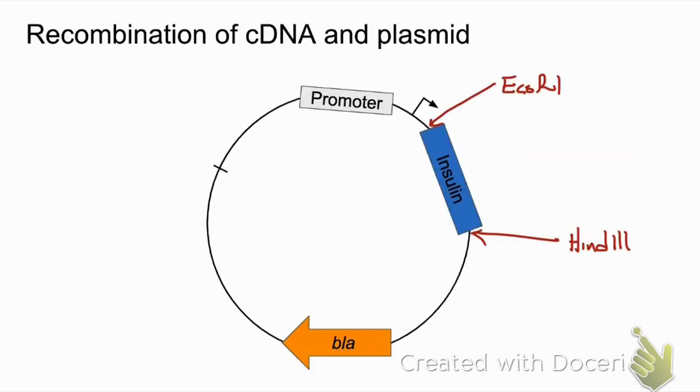However, it does not create the covalent bonds in the sugar phosphate backbone that are required to permanently hold together the cDNA and plasmid. To do that, we need to use the enzyme ligase, which, as you will recall from our conversation on DNA replication, is used to glue together or to paste together the Okazaki fragments by creating covalent bonds in sugar phosphate backbones. We would use that same enzyme here to create a recombinant plasmid now containing our gene of interest.